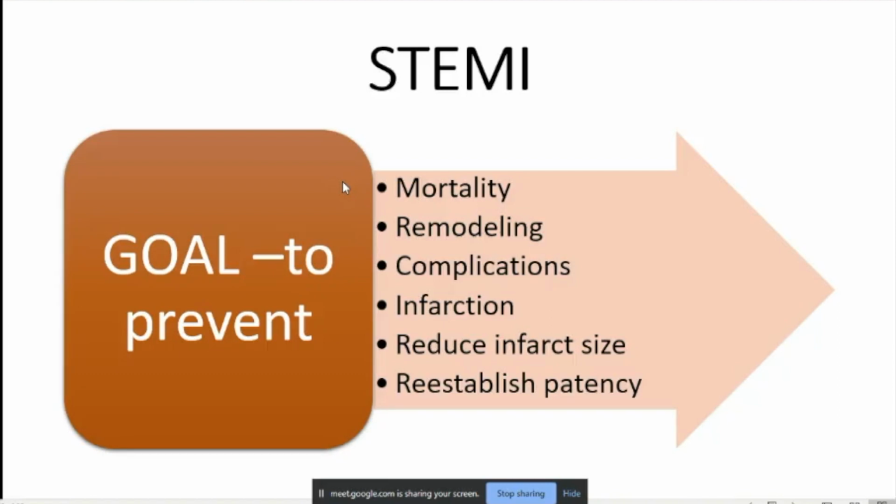We have to prevent the complications. What are the complications? Heart failure is one of the complications. We have to prevent the infarction. We have to reduce the infarct size. We have to reestablish the patency. So these are the goals of STEMI.